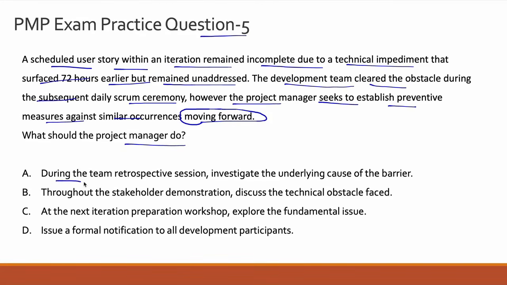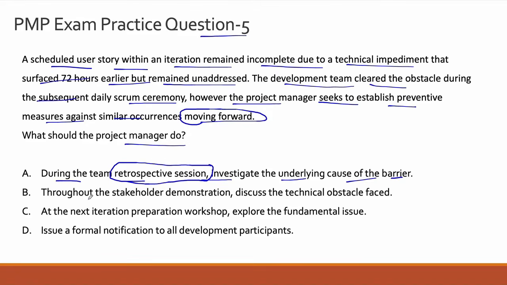Option A: during the team retrospective session, investigate the underlying cause of the barrier. I believe we are all on the same page that the key agile ceremony that talks about learning from experience and building systemic fixes for the future is the agile retrospective. And when I say for the future, it means within that project as well, and it means documenting the lessons learned so that other project teams can learn from that as well. So option A seems to be the correct answer choice, but let's hold that for now and evaluate options B, C and D and check whether we have a better option.